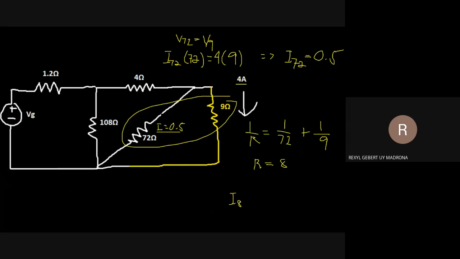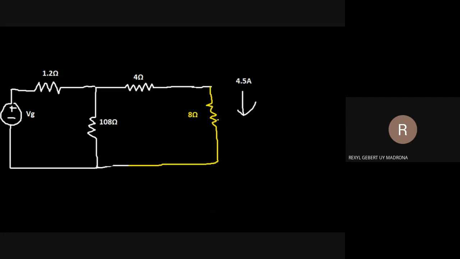I in the 8 ohm is just 0.5 plus 4, and that would give us 4.5. Then we just need to redraw the circuit again with these values. Next thing we do is to combine these two resistors in series. That's just the sum of their individual values. R equals 4 plus 8 equal to 12.